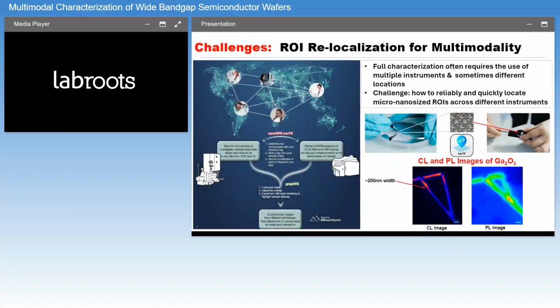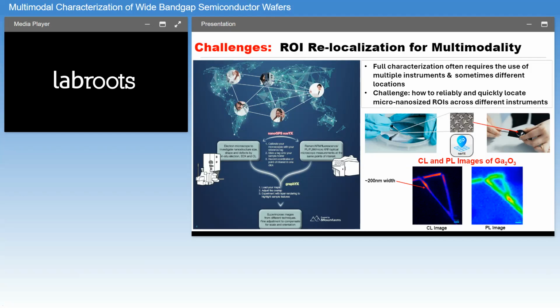And the final thing I'm going to talk about is this challenge of looking at very, very small things, especially when the need is to use more than one instrument, right? I've mentioned before that necessarily most of this work is multimodal. No one technique can tell you everything you need to know about your sample. So it's very common that you would execute one technique on one instrument, move the sample to another instrument, another modality, and learn something else about your sample or a specific location.